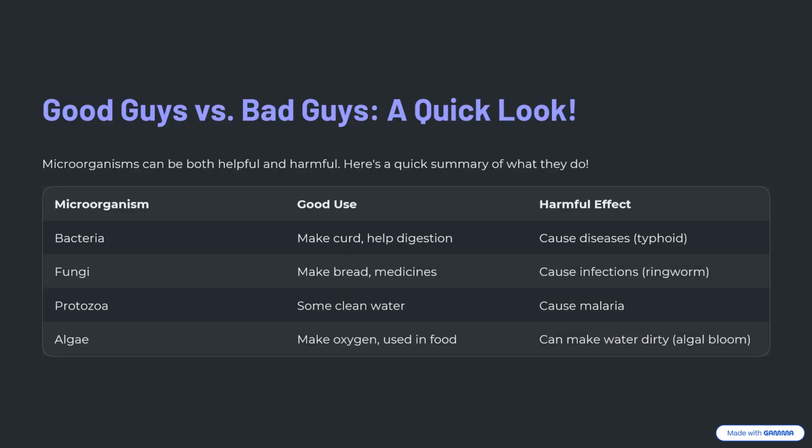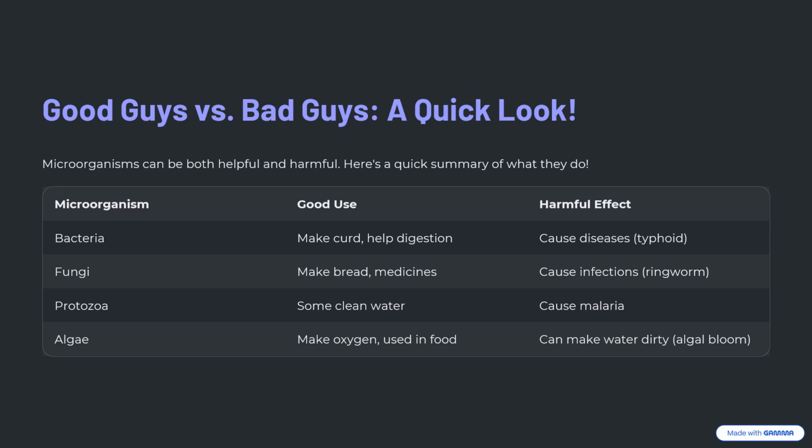Good microorganisms versus bad. A quick look. We have studied up to now different microorganisms like bacteria, fungi, protozoa, and algae. These microorganisms can be used for good things, and they also cause harmful diseases. The good things are that they make curd and help digestion, and harmful diseases means they cause typhoid. With the help of fungi we make the bread we eat, and nowadays fungi are mainly useful in medicines, but they also cause the ringworm disease.